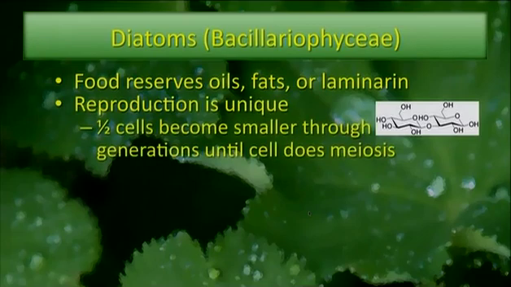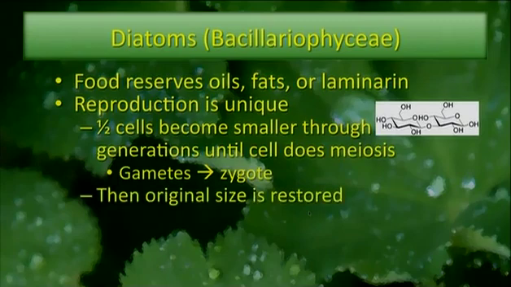Reproduction is unique. Half the cells become smaller through the generations until the cell does meiosis, which produces gametes that fuse and form a zygote. And then the original size of the diatom is restored.